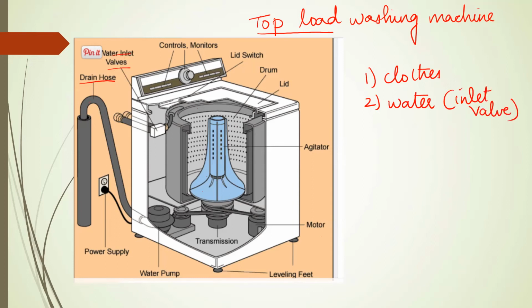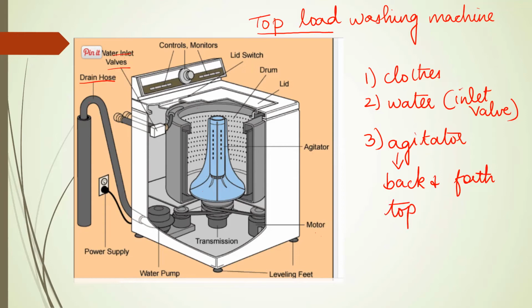Fine. Now, immediately after this, your agitator starts to work. So what will your agitator do? Your agitator, like I told you, is connected to the motor. So this is a motorized agitator. Your agitator will move back and forth, and it will pull all the clothes bottom to top and top to bottom.